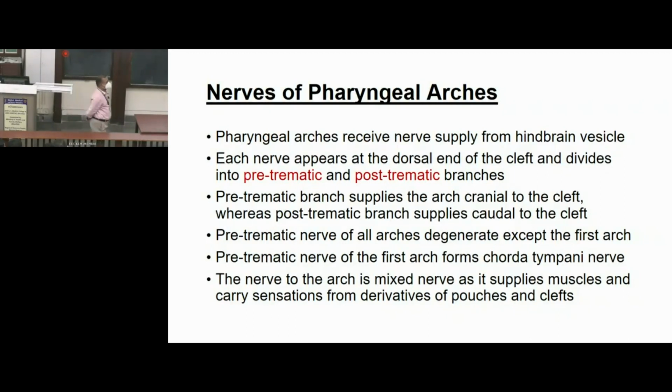One is chorda tympani nerve, that's medial, and auriculotemporal nerve, that is lateral. So chorda tympani nerve emerges from that petrotympanic fissure. The nerve to the arch is a mixed nerve, and it supplies muscles derived from the arch as well as carries sensations from the areas that are derived from the pouches and clefts. So these are general features which will apply to all the arches with some modifications here and there.